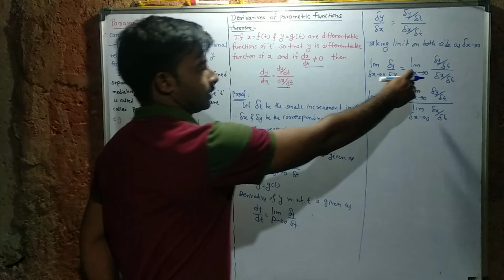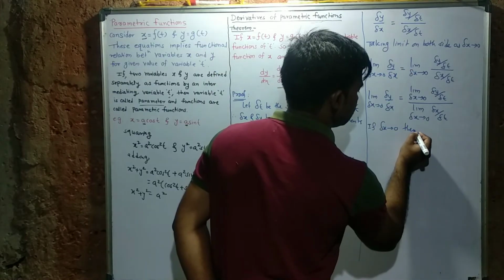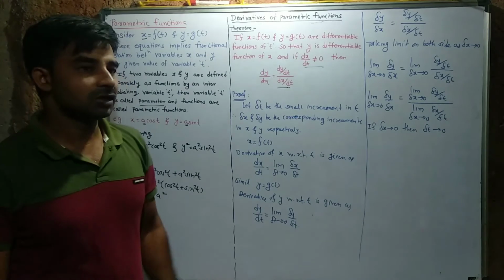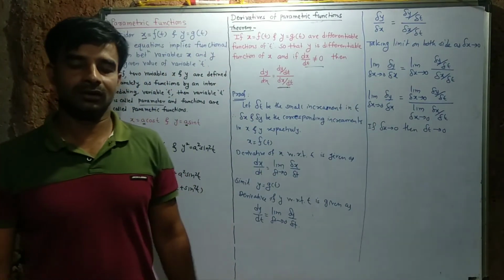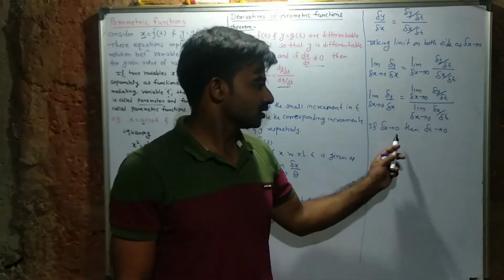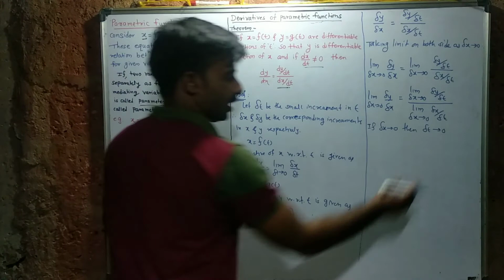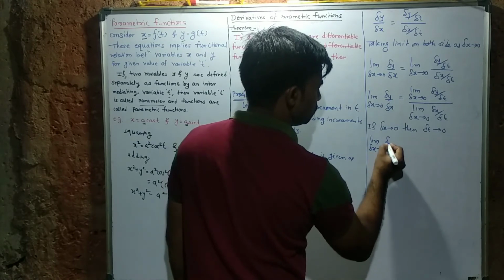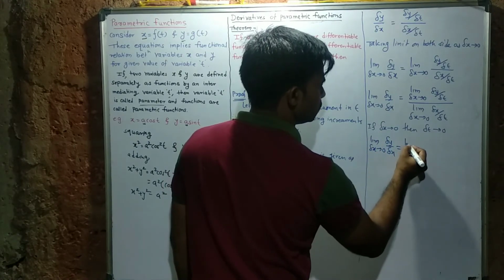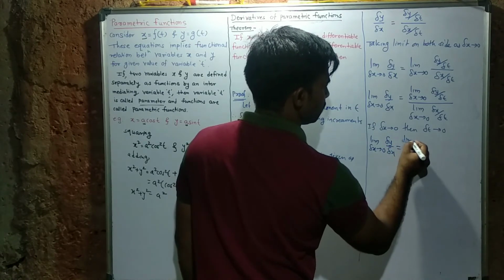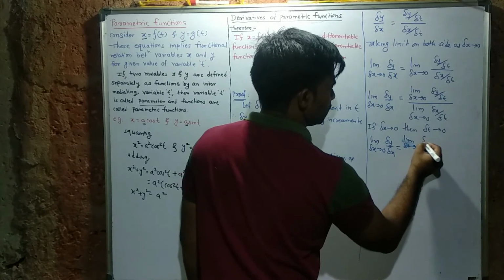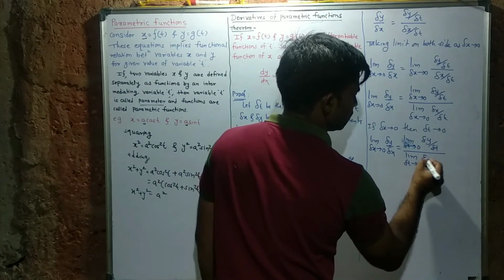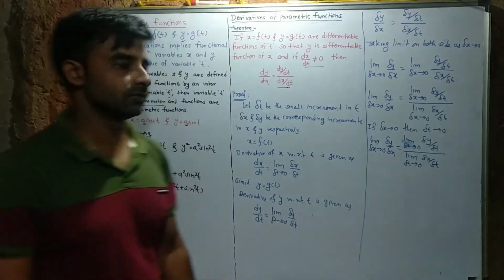But if delta x tends to 0, then delta t also tends to 0, because the change in x depends on the change in t. Putting those changes here, you get the limit as delta x tends to 0 of delta y divided by delta x equal to the limit as delta t tends to 0 of delta y divided by delta t, whole divided by the limit as delta t tends to 0 of delta x divided by delta t.